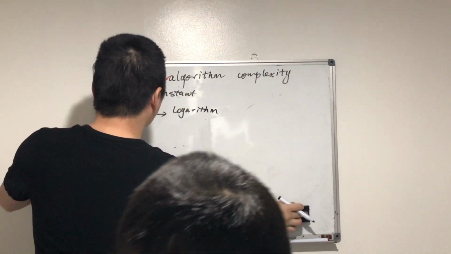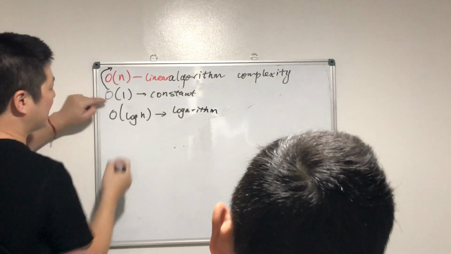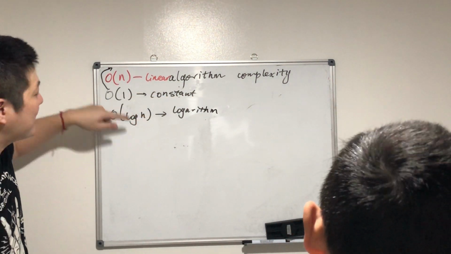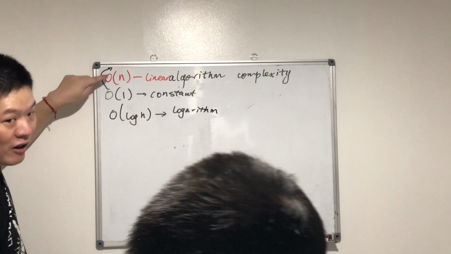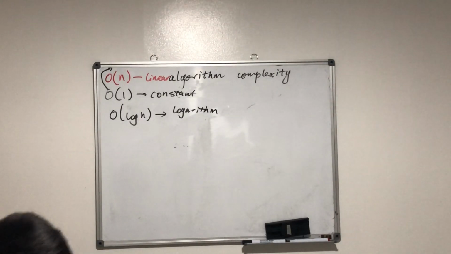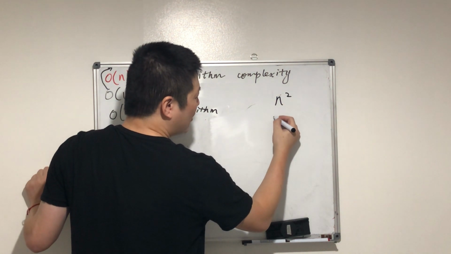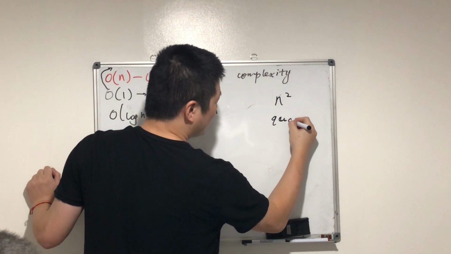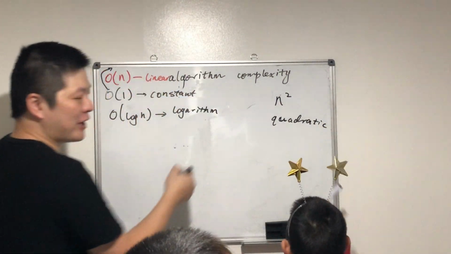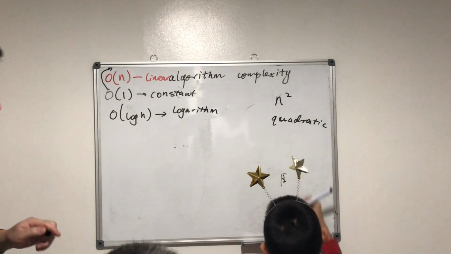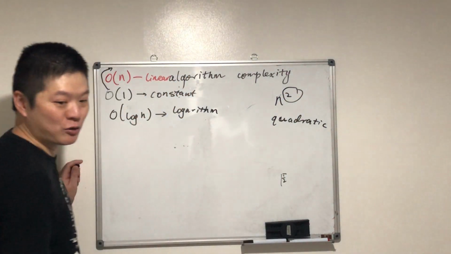Now moving on. As you can see, constant is the most efficient, and then log n is faster than O(n), which is linear. And what's next? O(n squared), which we call n square or quadratic. How do you spell quadratic? Do you understand this word? It basically means you've got a square, right?